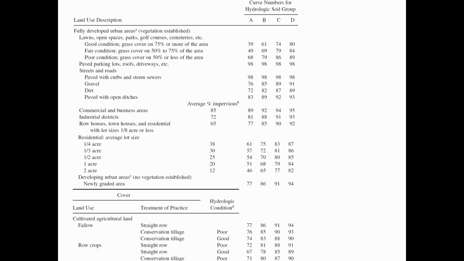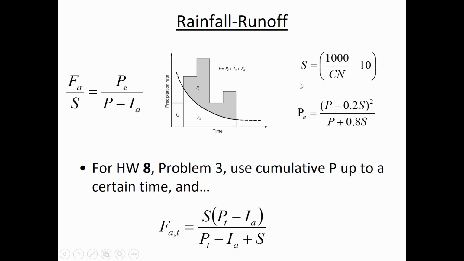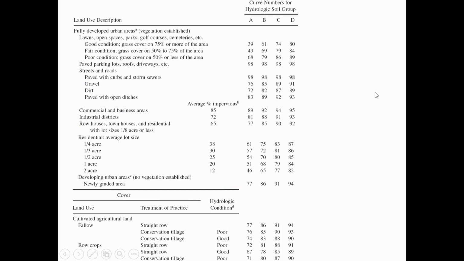So what does a big curve number mean? If we go back to the equations, a big curve number is going to lend itself to a relatively smaller amount of storage, right? Because the bigger the curve number gets, the smaller this first term becomes, and we're subtracting 10. But if we have a small curve number, like a sandy soil, then that means more of the water is going to be getting down underground, and less of it is going to be excess, meaning there's going to be less runoff.